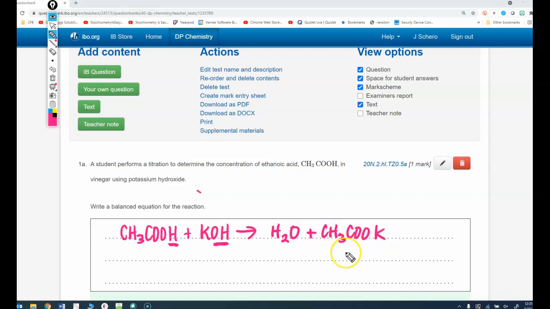CH3COOK, or you can write it as CH3COO- ions plus K+ ions. And I recommend that you do the ions personally, because once we get to the actual equilibrium for what is remaining, it's going to be those COO- ions that we care about. So that's going to be your answer for the first one.